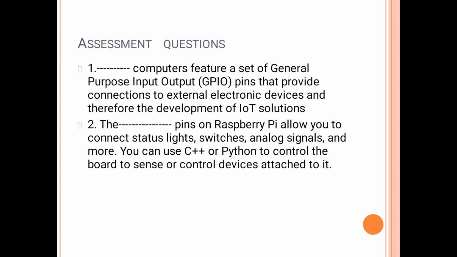Assessment question. The Raspberry Pi computer features a set of general purpose input output pins that provide a connection to external devices and therefore the development of IoT solutions. The GPIO pins on Raspberry Pi allow you to connect status lights, switches, analog signals. You can use C++ or Python to control the board to sense or control devices attached to it.